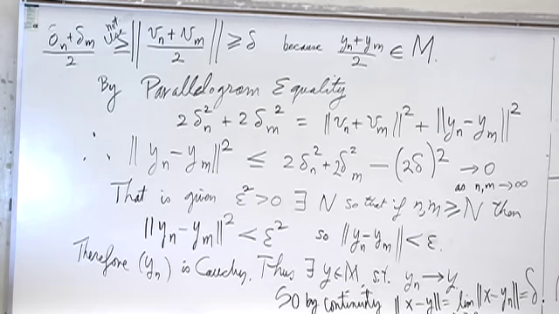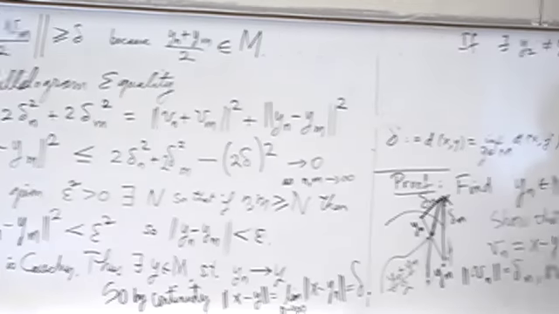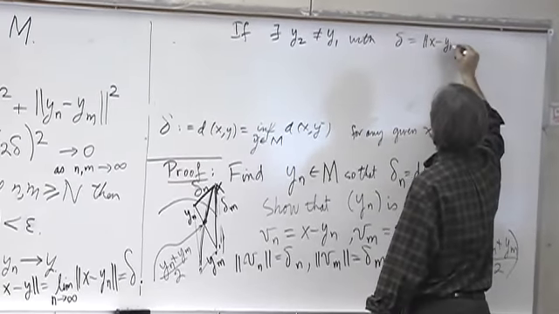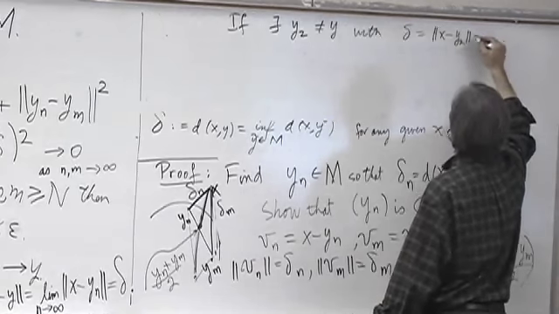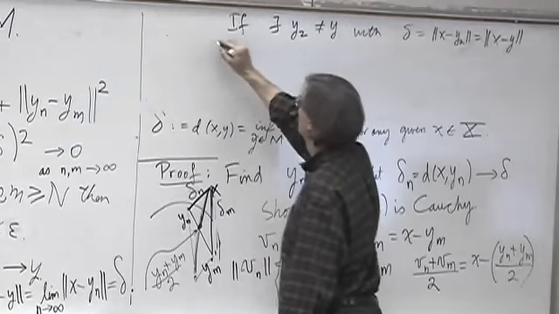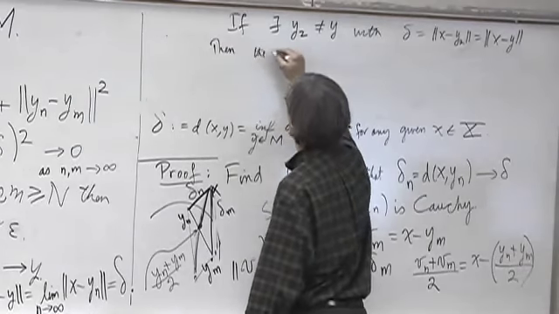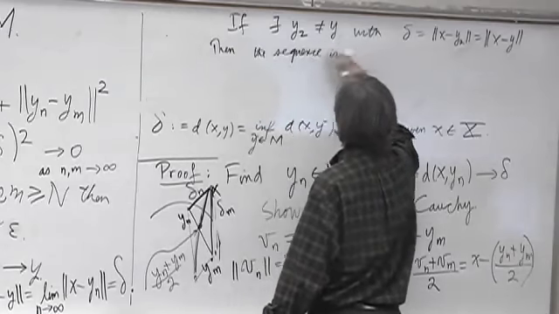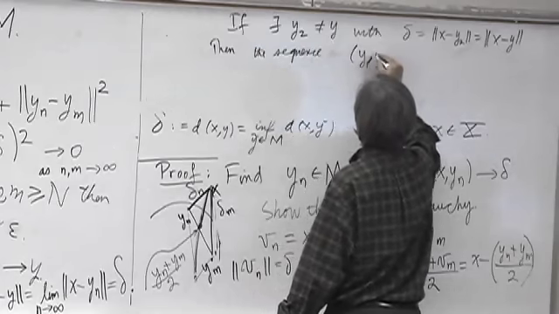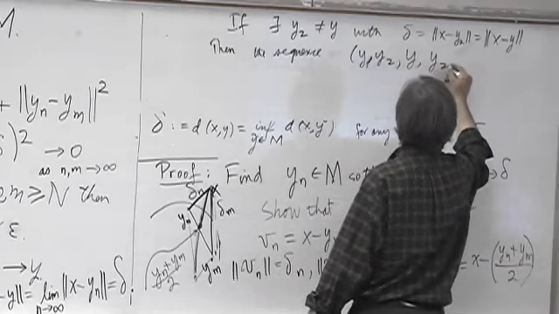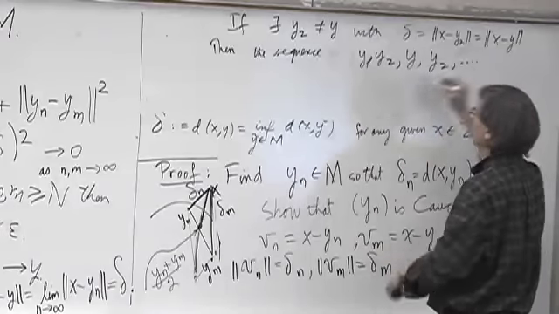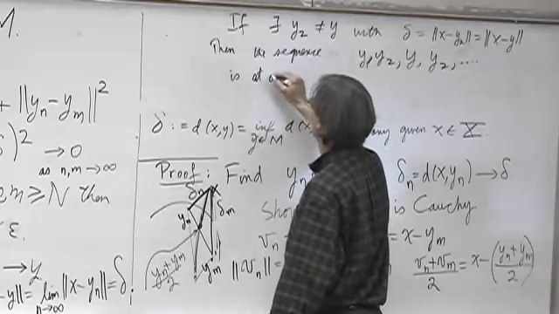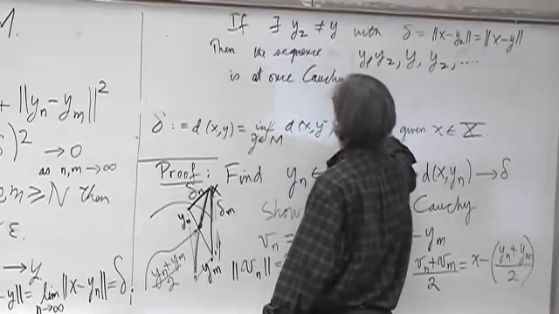If there exists a y2 unequal to y1 with delta equals the norm of x minus y1, unequal to y, okay, with the norm of x minus y2 equal to the norm of x minus y, then the sequence y1, y2, y1, y2, etc. is at the same time, at once, Cauchy and non-Cauchy.